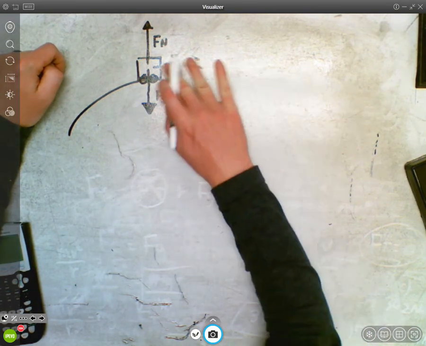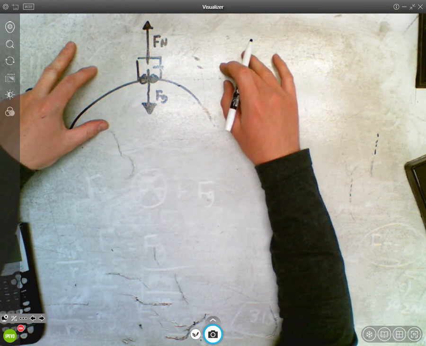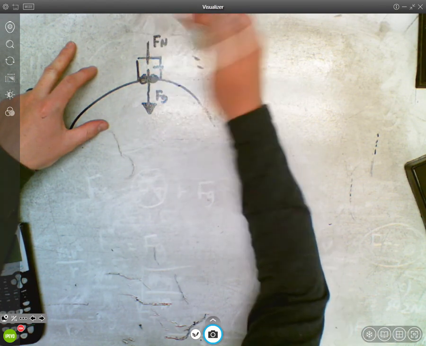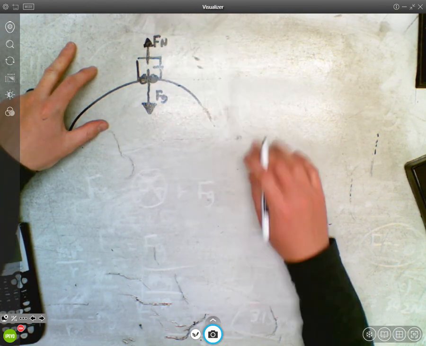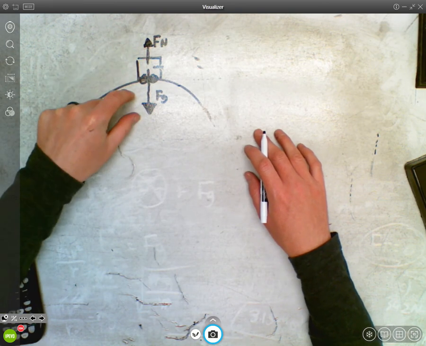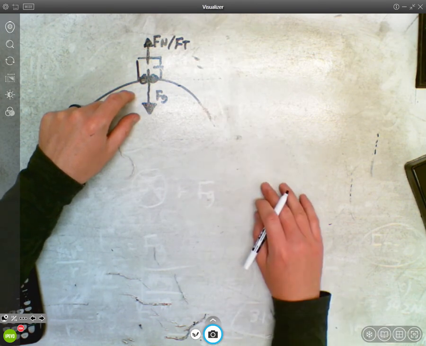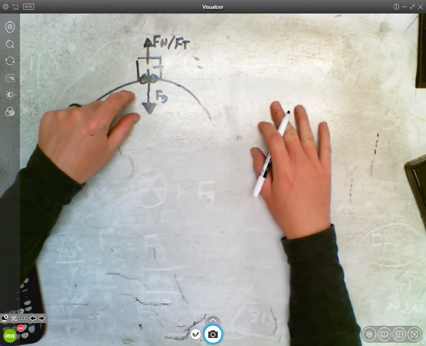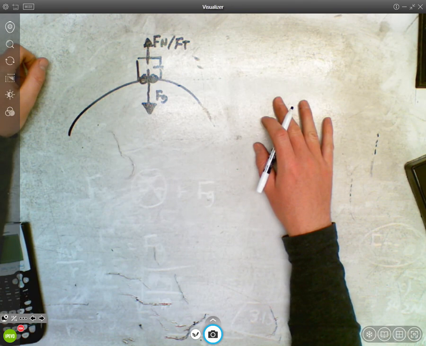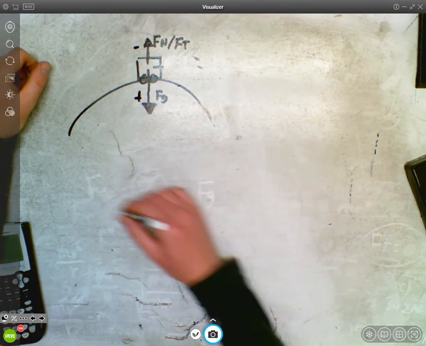That's not good. If we want our car to follow the path of the circle, we need our net force to be towards the center of the circle. So our net force needs to be downwards. So that means that our force normal is actually smaller than our force of gravity. And as always, we can call this force of tension just to keep things consistent. It is force normal, but we can call it force of tension. This is towards the center of the circle, so it's positive. This is away, so it's negative.